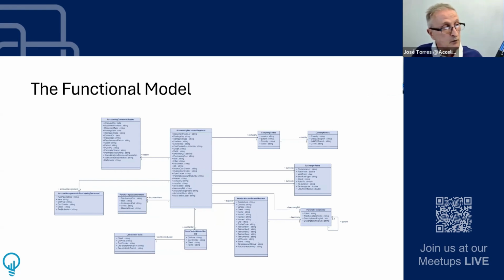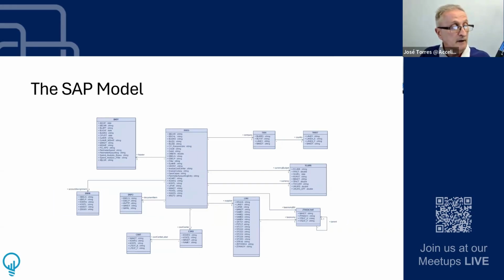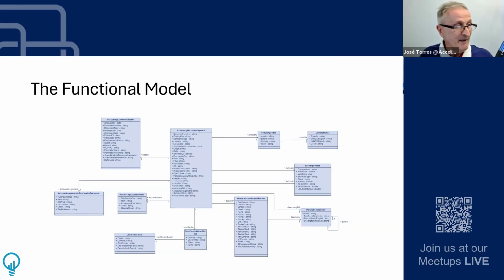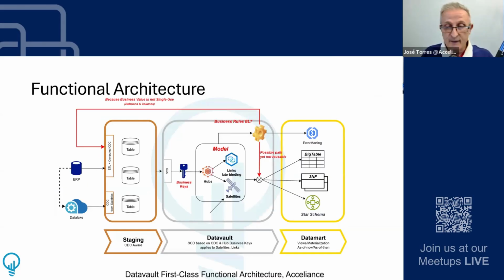We had the choice to either implement a functional model, or come back to the core SAP model. The business chose to implement the SAP model because we don't understand those columns and those tables, but they are very comfortable with all these strange names. So let's go. Here is the main slide.